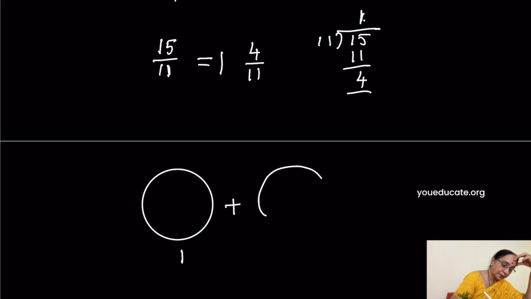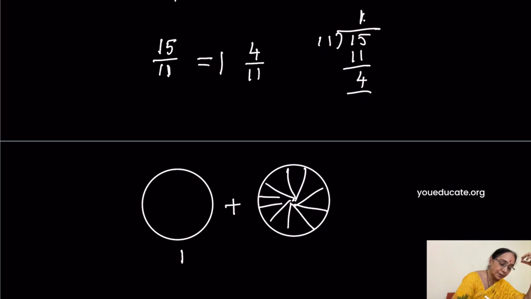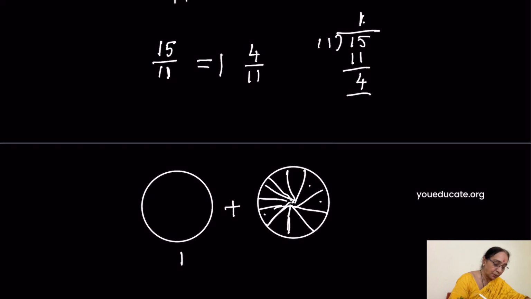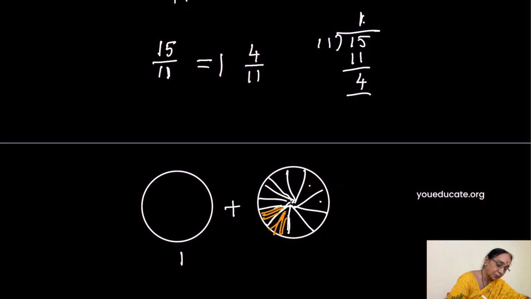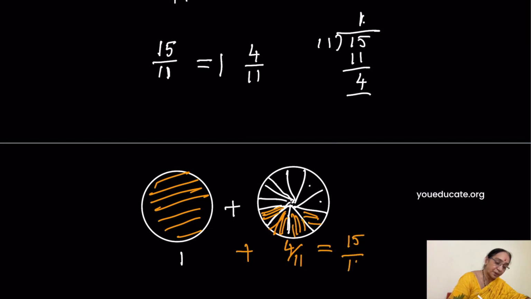1 plus, and then you have another equal circle, and then you divide this into 11 equal parts. Okay, so you can consider that this has been divided into 11 equal parts. 1, 2, 3, 4, 5, 6, 7, 8, 9, 10. Okay, one more. 11. So let us assume that these are all equal and you are going to take 4 out of them. So 1, 2, 3, 4. And all of this. So 1 whole plus another 4 out of 11. This is 4 out of 11. So together, this makes up 15 by 11.